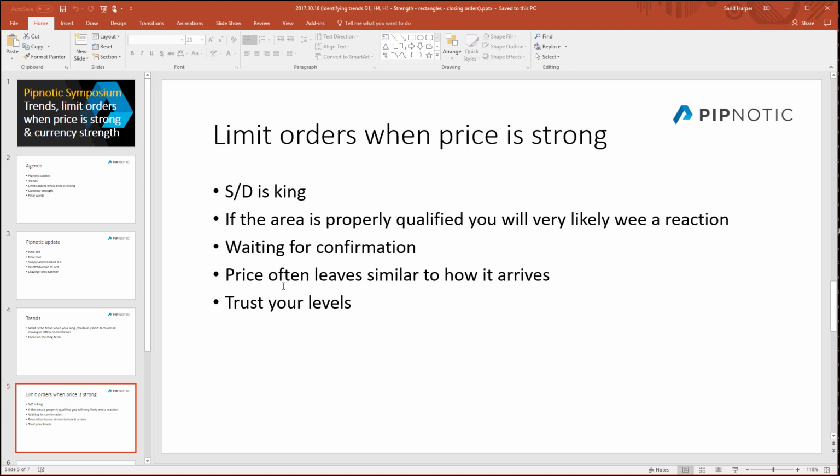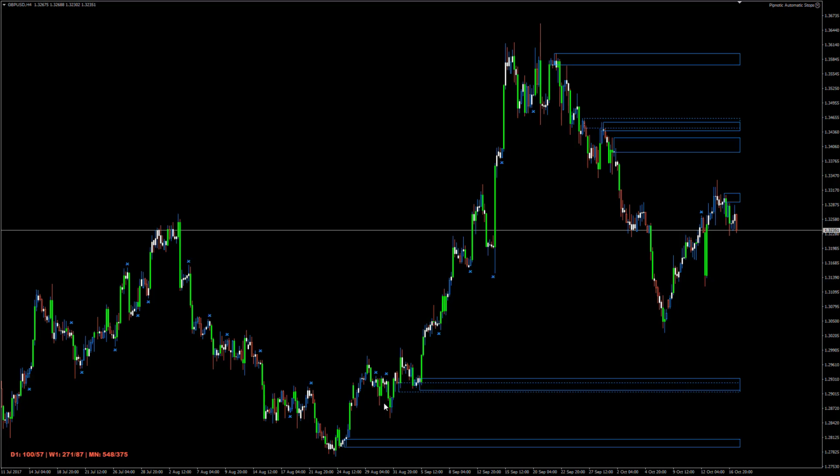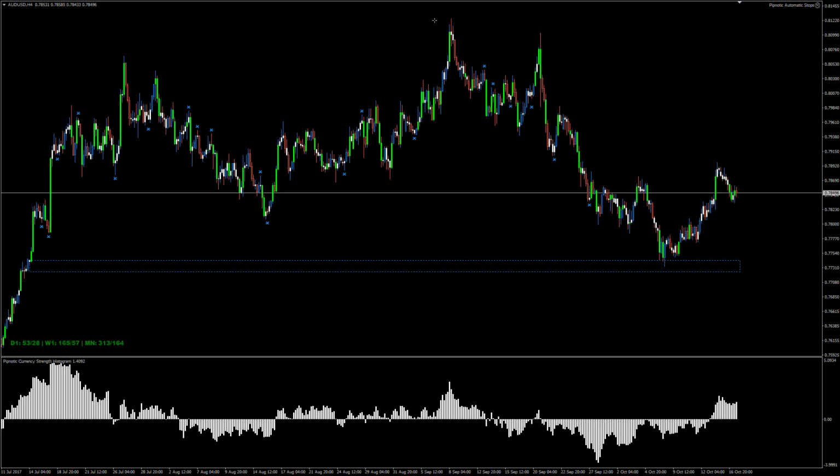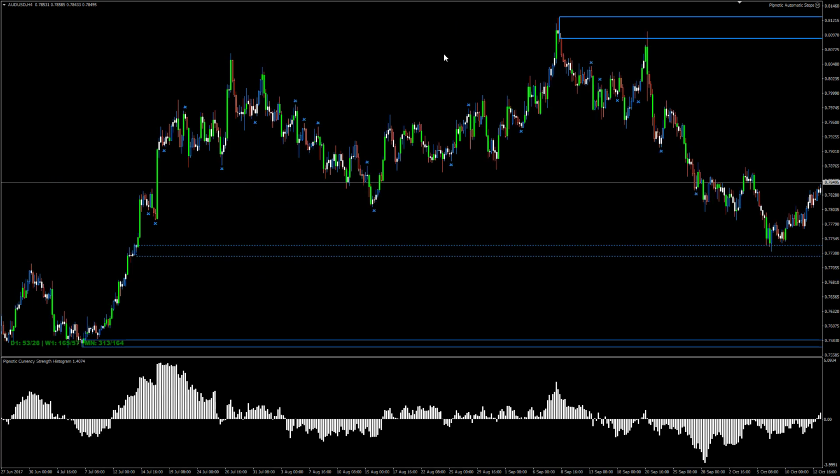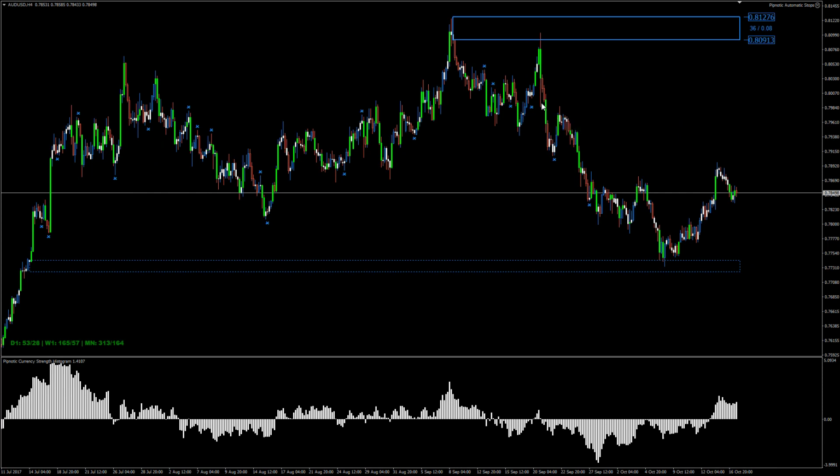good. Now we're going to look at limit orders when price is strong. What do you do if you have something like, okay, price was up here. We had an area there, a nice area of supply. What do you do if price is racing towards your entry like this? When do you take the order off, or when do you leave it on?